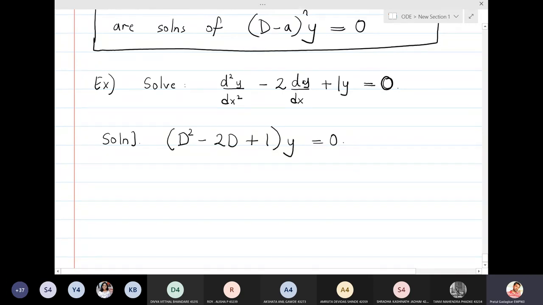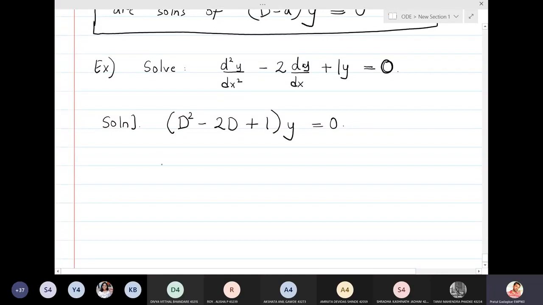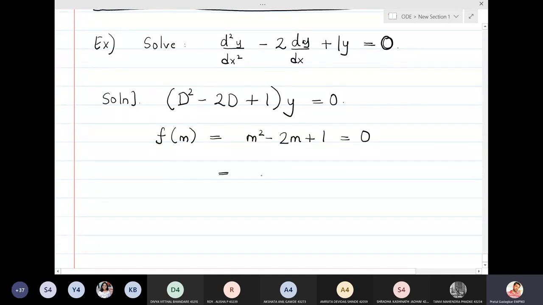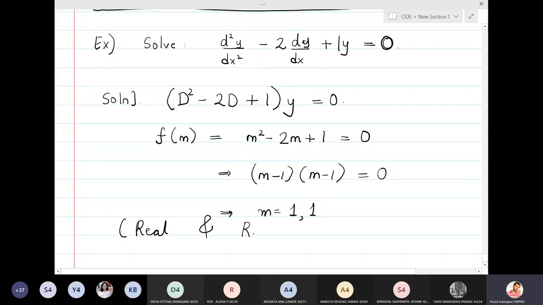So this means that if I write the auxiliary equation, F(m) is equal to what? m square minus 2m plus 1 is equal to 0. Basically the factorization is m minus 1 into m minus 1 is equal to 0. So the roots are what? The roots are m equal to 1 and 1. So now they're real, yes, but they're not distinct, they are repeated.